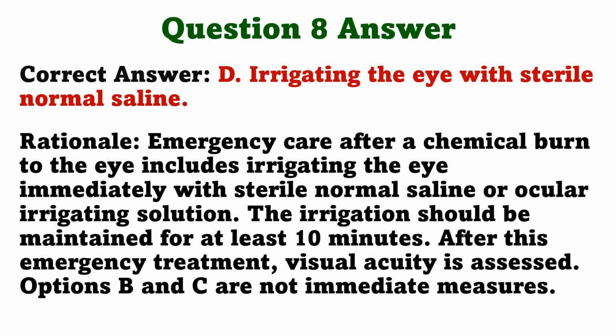The correct answer is D. Irrigating the eye with sterile normal saline. Rationale: emergency care after a chemical burn to the eye includes irrigating the eye immediately with sterile normal saline or ocular irrigating solution. The irrigation should be maintained for at least 10 minutes. After this emergency treatment, visual acuity is assessed. Options B and C are not immediate measures.